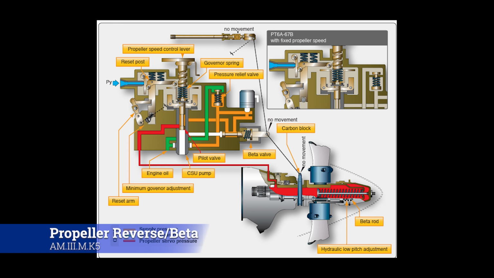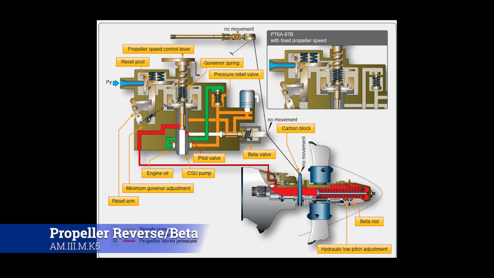All right, and at that point, the governor is sitting with the flyweights perpendicular. The pilot valve is closed. Nothing is really happening. But if you continue to go, you're going to now pull up the beta rods, and you're going to introduce a whole new series of operations to get the blades to go backwards.